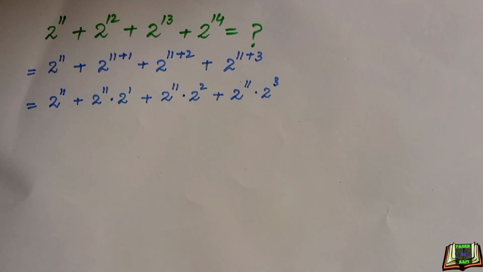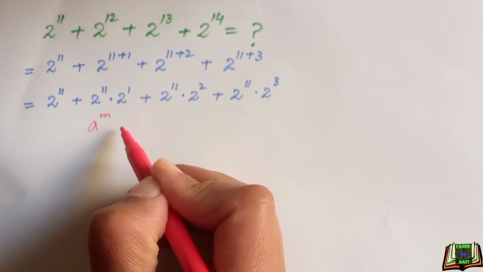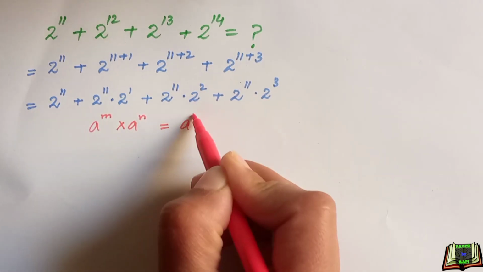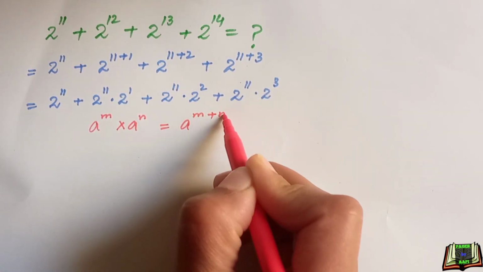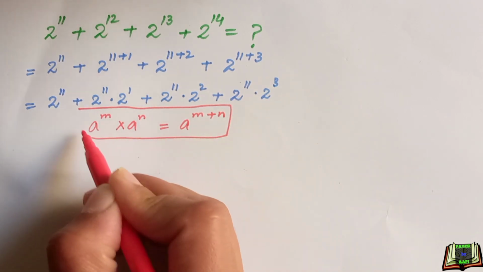What we have done here, we used the product of powers rule. That rule says if a raised to power m times a raised to power n, then this is equal to a raised to power m plus n. So using that rule, we split the powers.